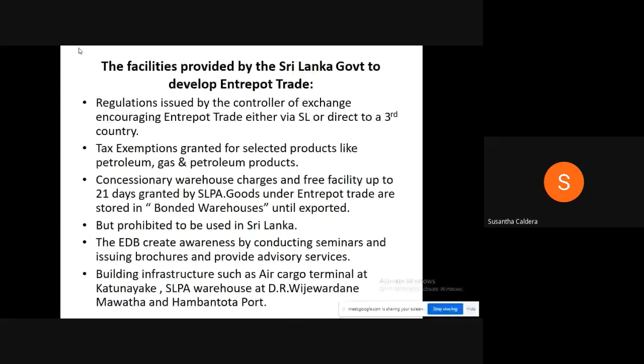The EDB, Export Development Board, creates awareness by conducting seminars and issuing brochures and provides advisory services to promote this concept. It's a very good concept. Building infrastructure such as the air cargo terminal at Katunayaka, SLPA warehouse at DR Vijayawardena Mawatha and Hambantota port. But Hambantota port can be developed immensely so that we can boost as a good export trade hub in Southeast Asia, right?